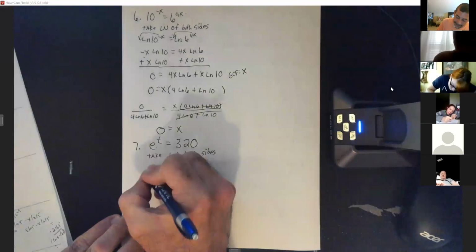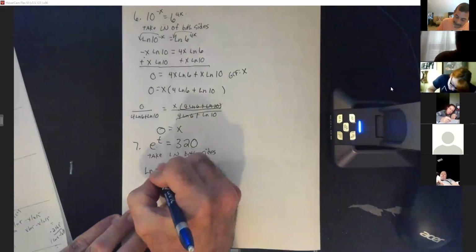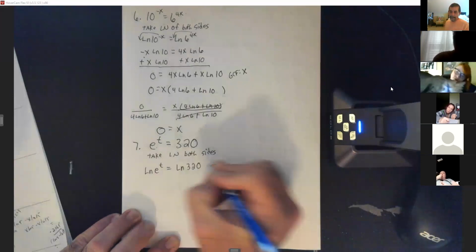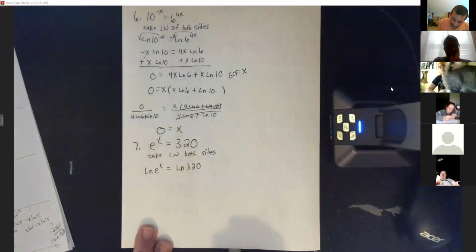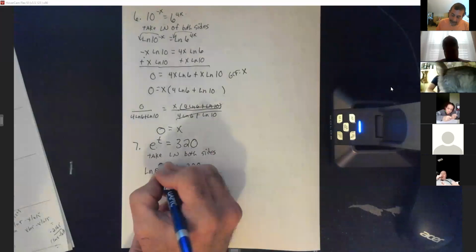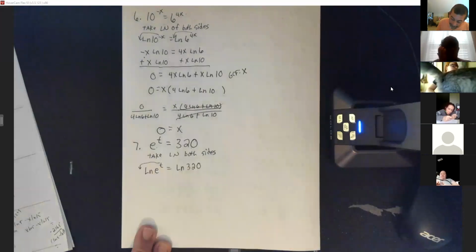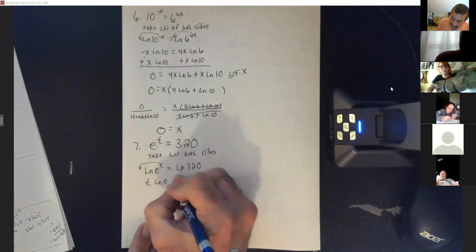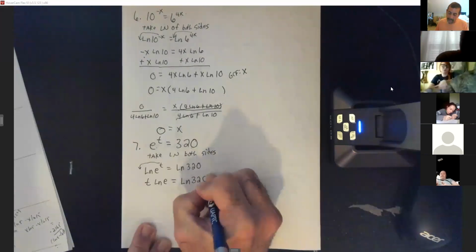So ln of e to the t equals the ln of 320. And y'all know my next move. I'm going to bring that t right down to the front. t ln e equals the ln of 320.